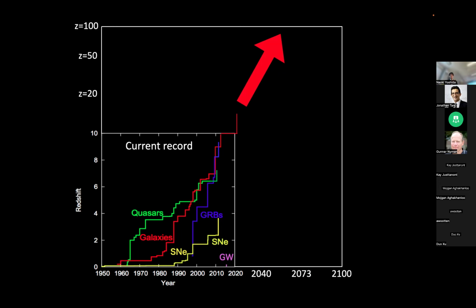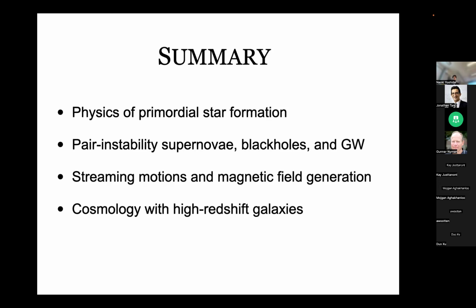All right, I should conclude my talk. I talked about the physics of primordial star formation and related it to pair instability, massive star explosions, black holes, and gravitational waves. I also added new physics, early universe physics, ring motions and associated magnetic field generation, and its implications for primordial stars. And finally, I talked a little bit about cosmology to be probed by high-redshift galaxies and stars. That's the end of my talk.